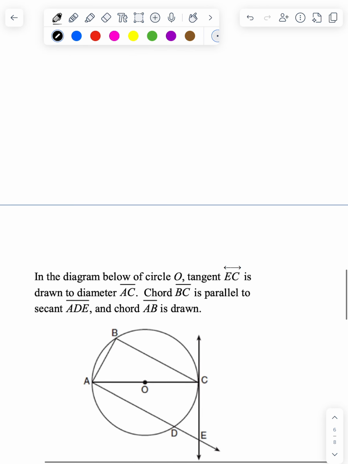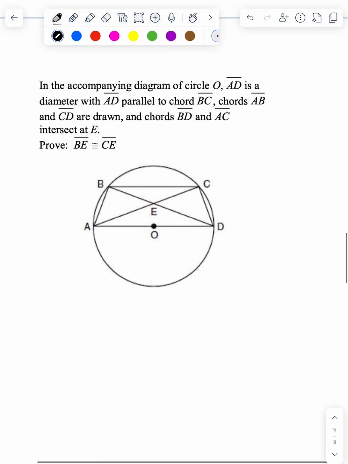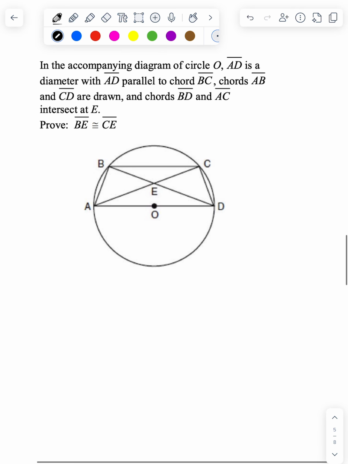Here's another one, and we're going to do 2 more for this video. In the accompanying diagram of circle O, AD is a diameter with AD parallel to chord BC, and chords BD and AC intersect at E. Prove that BE is congruent to CE. So here's BE, and here's CE. So we need to find what triangles we can prove congruent, so that way we could CPCTC those 2 segments. So I'm going to try for these 2 triangles to prove these ones congruent.